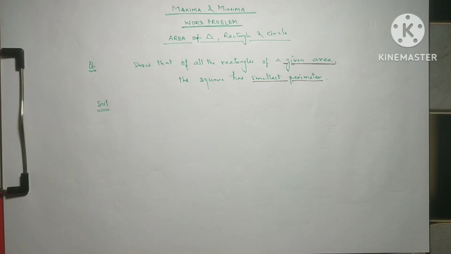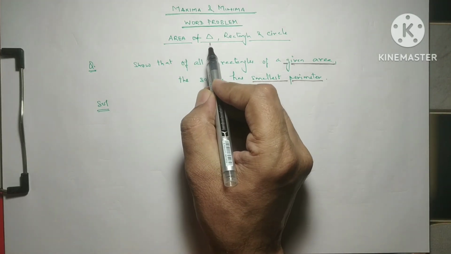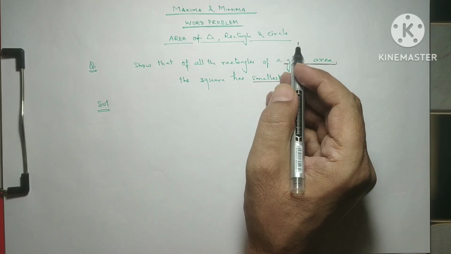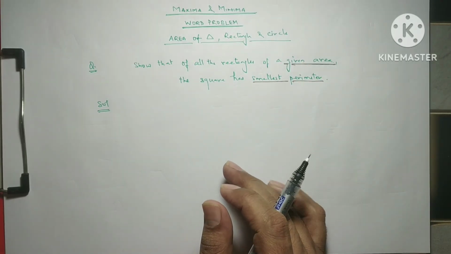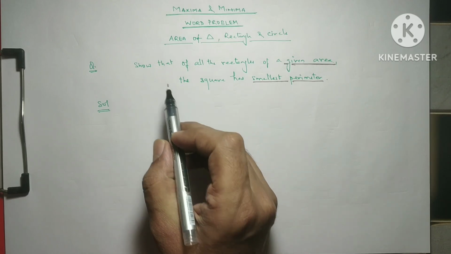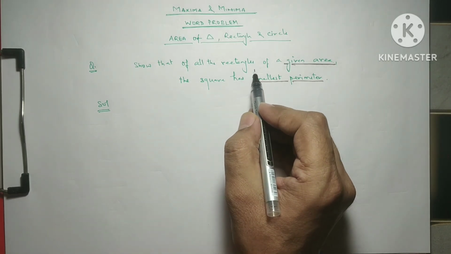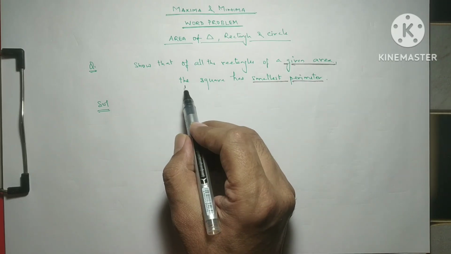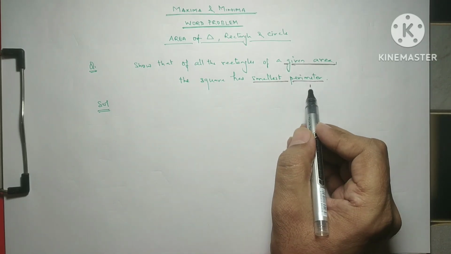Hello guys. So again maximum minima word problems, but this time we will discuss area of triangles and rectangles inscribed in a circle. Using the second derivative test we will prove maximum minima conditions. Show that of all the rectangles of given area, the square has the smallest perimeter.